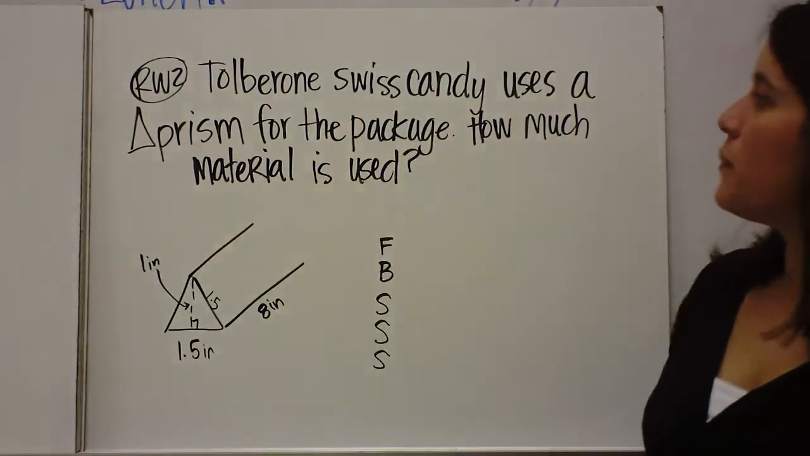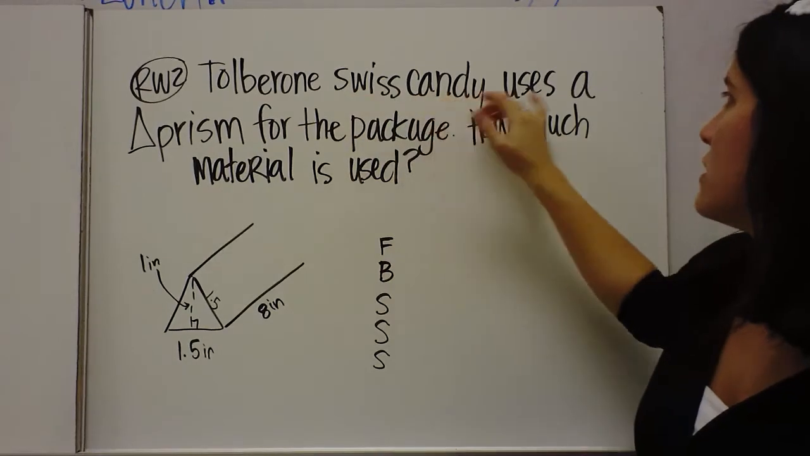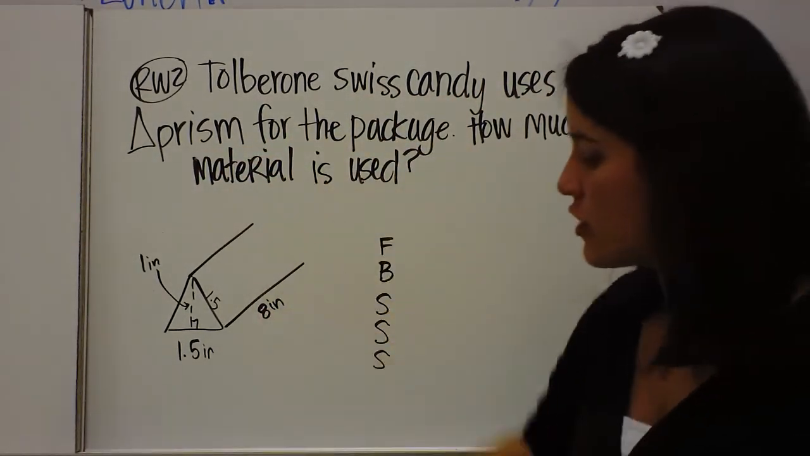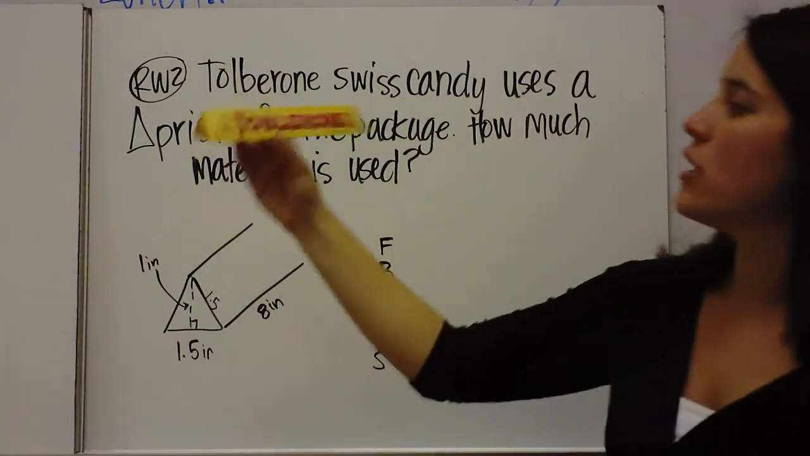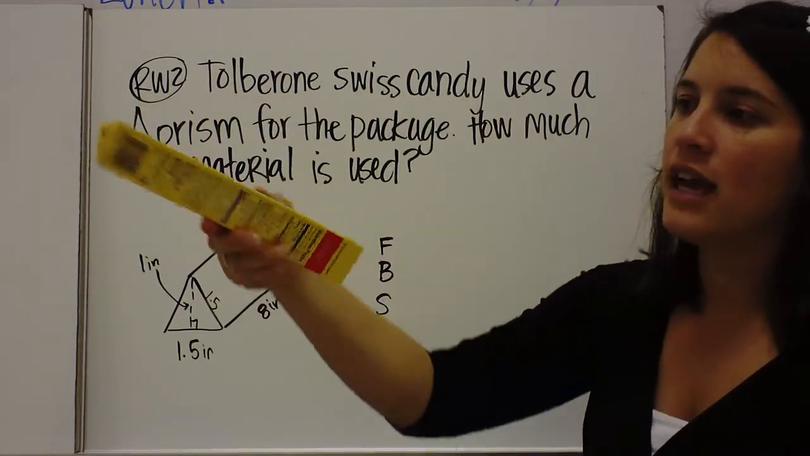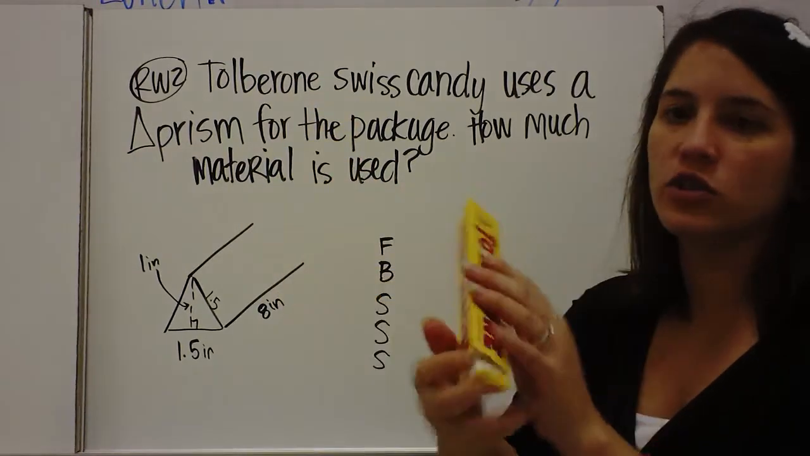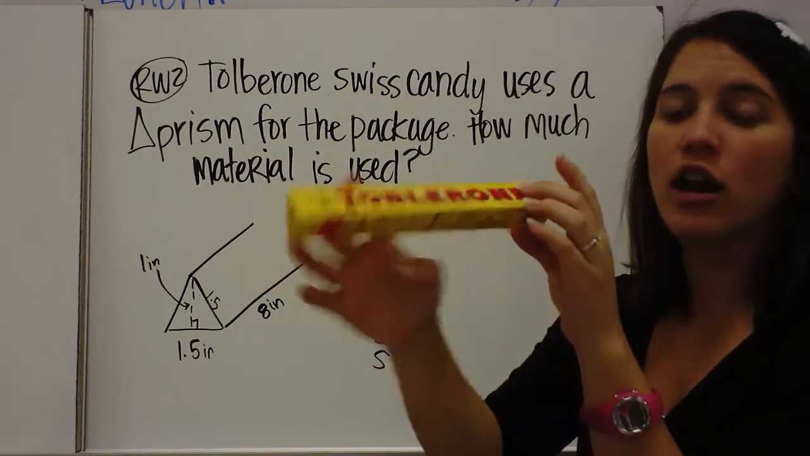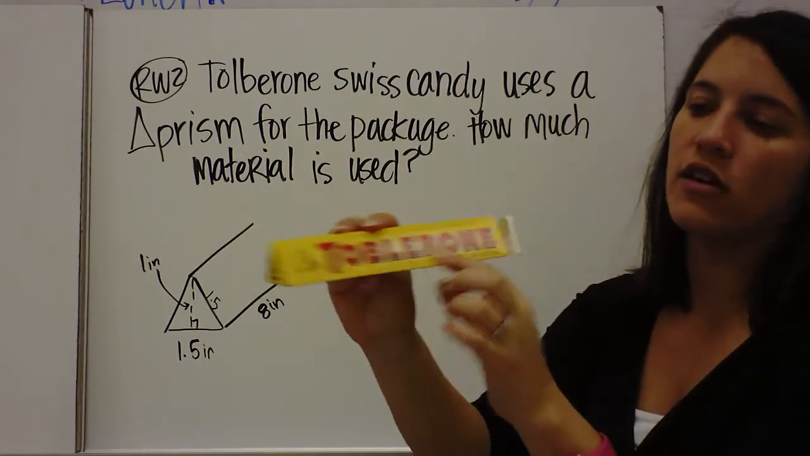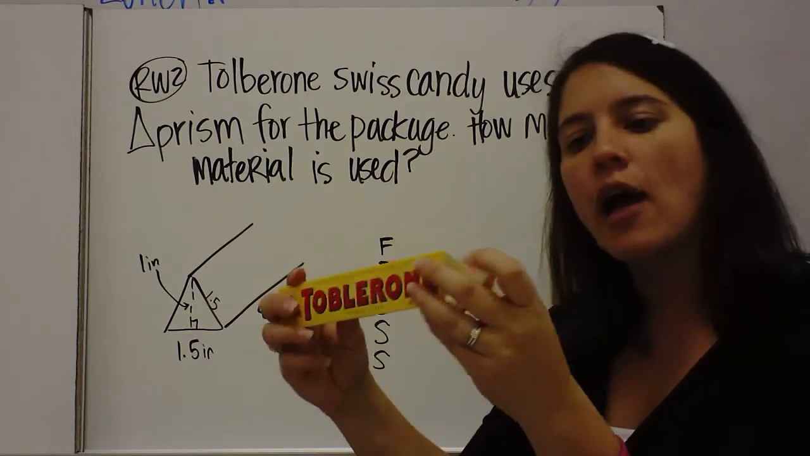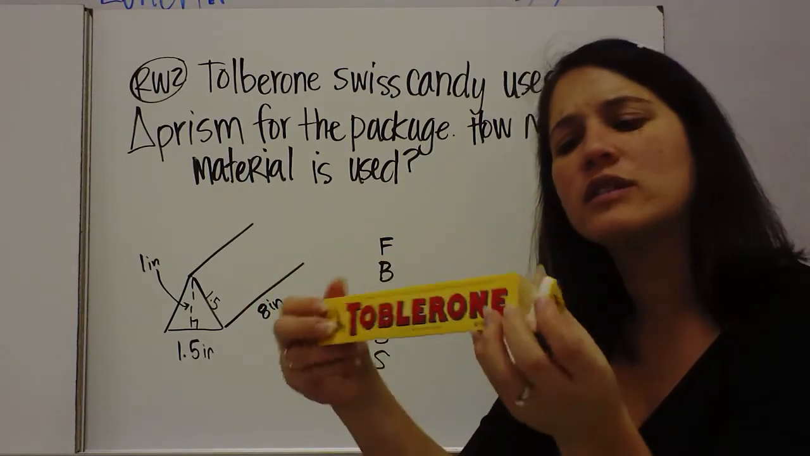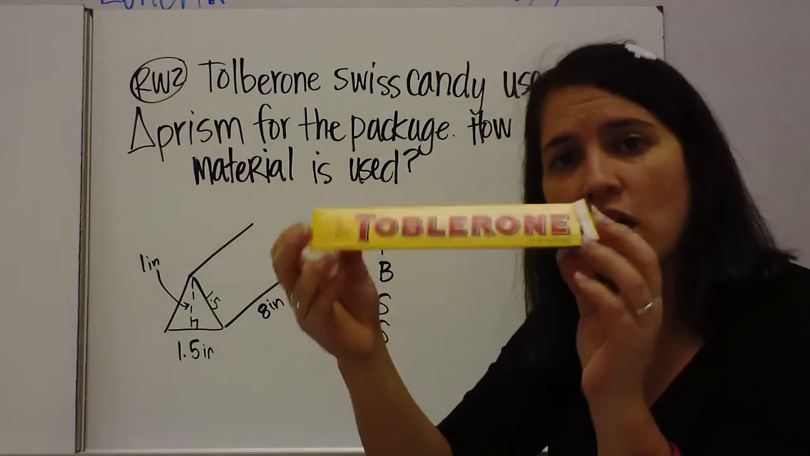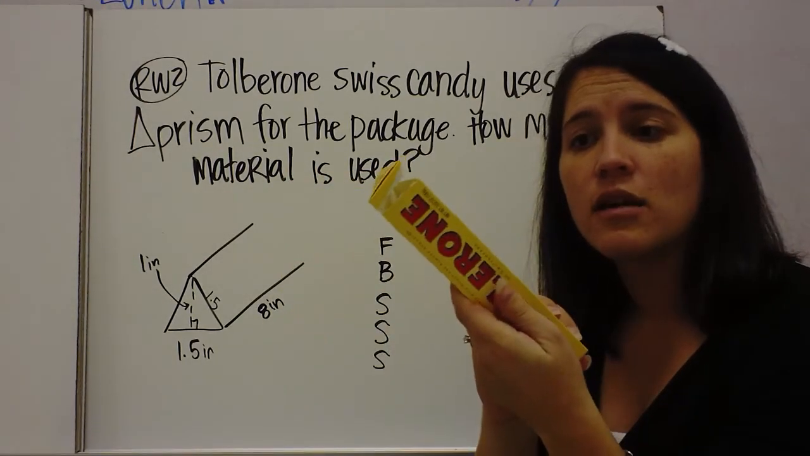Alright, so real world number 2. Toblerone Swiss candy uses a triangular prism for the package. How much material is used? So if you have never heard of what I'm talking about, here it is. Toblerone, it's a triangular prism, and it's Swiss chocolate, and it comes in this thing, and they have a triangular prism for their candy packaging. So my question to you is, how much of this paper, it's not cardboard, it's like paper, how much of this paper was used to make this package?